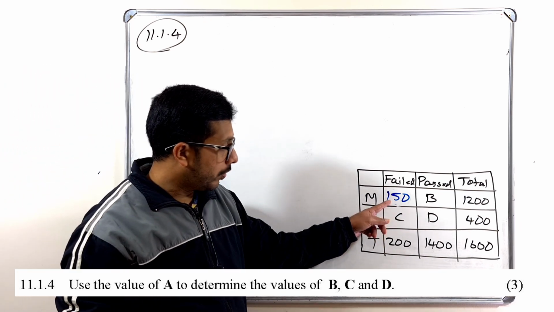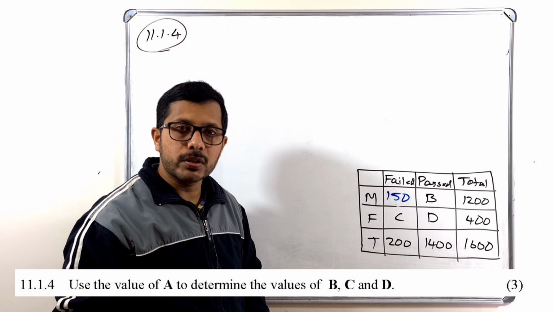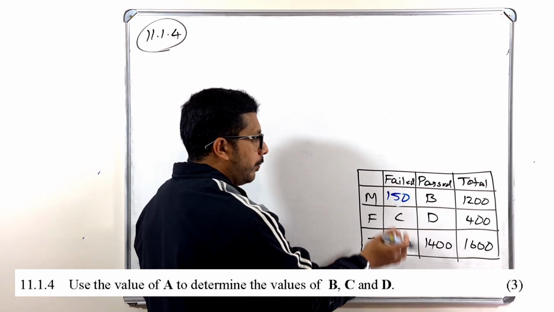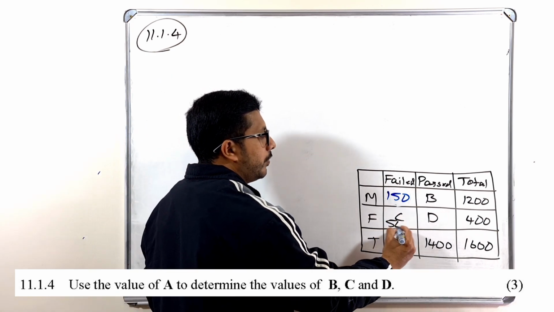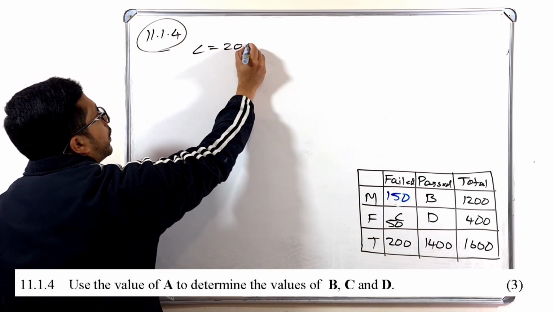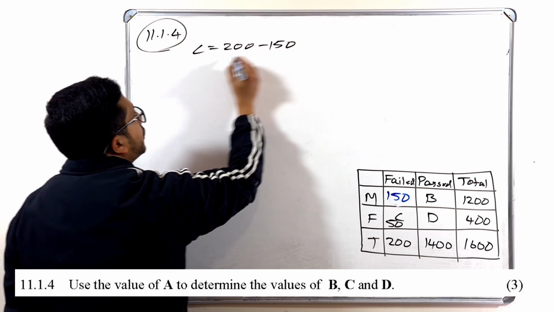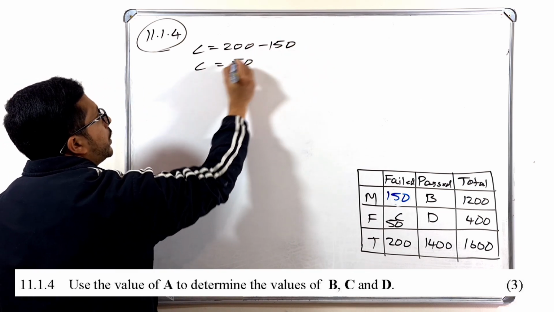Here the total 150 plus this C is 200. So what is C? Of course it is 50. Am I right? 200 minus 150, that is 50. So C is equal to 200 minus 150. So C is equal to 50.